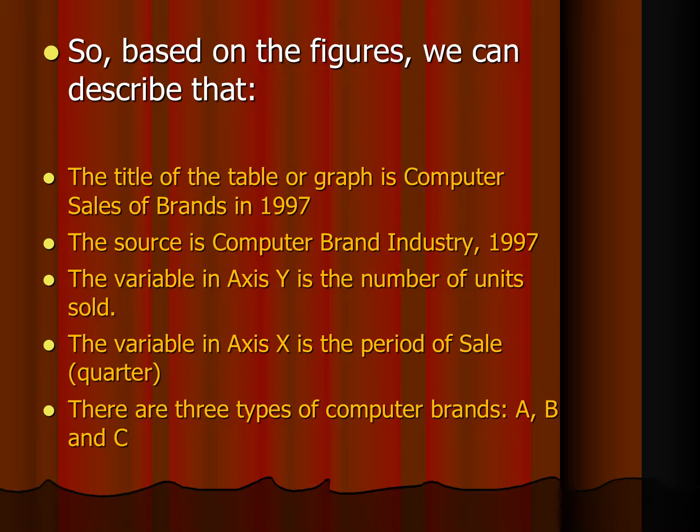Ini contohnya ya. Contoh mendeskripsikan. The title of the table or graph is Computer Sales of Brands in 1997. Tadi judulnya itu kan. Kemudian deskripsi kedua. The source is Computer Brand Industry in 1997. Deskripsi ketiga. The variable in axis Y is the number of units sold. And the variable in axis X is the period of sales or quarters. There are 3 types of computer brands, A, B, and C.